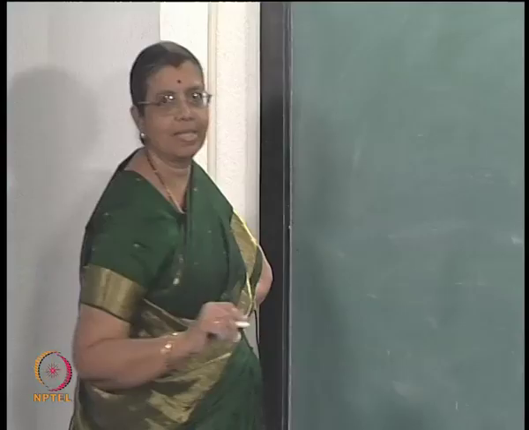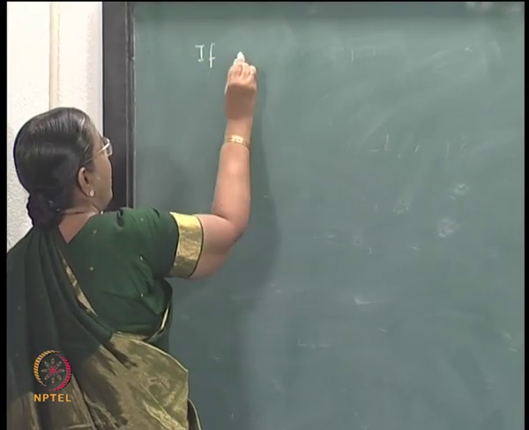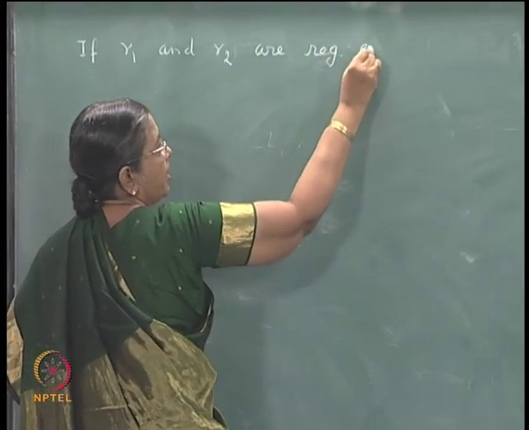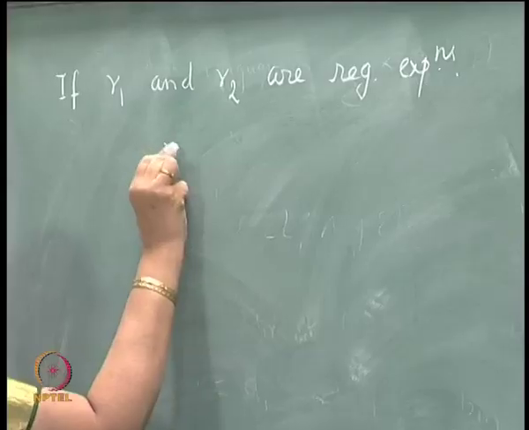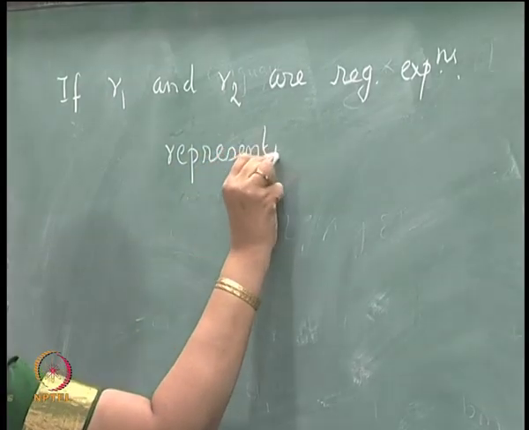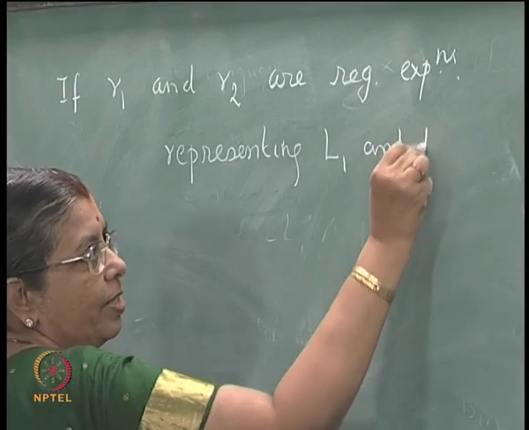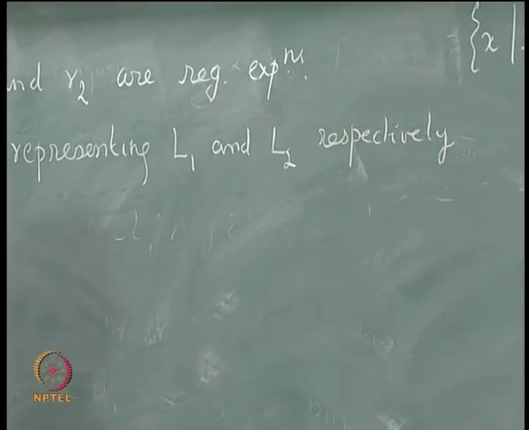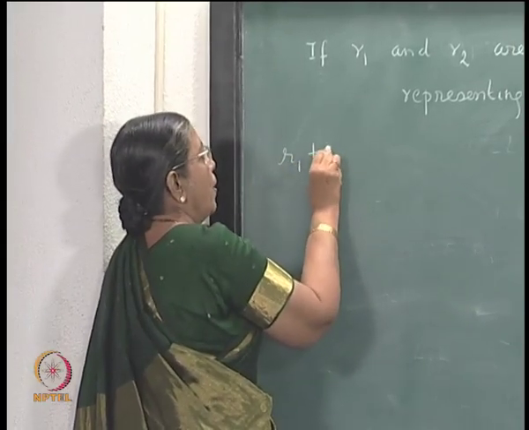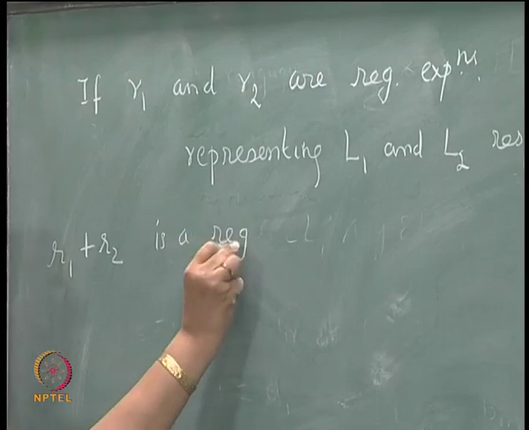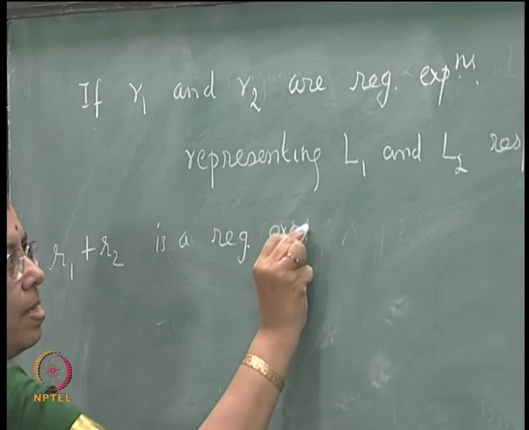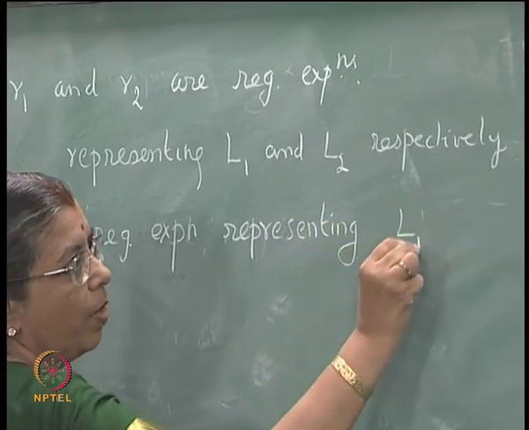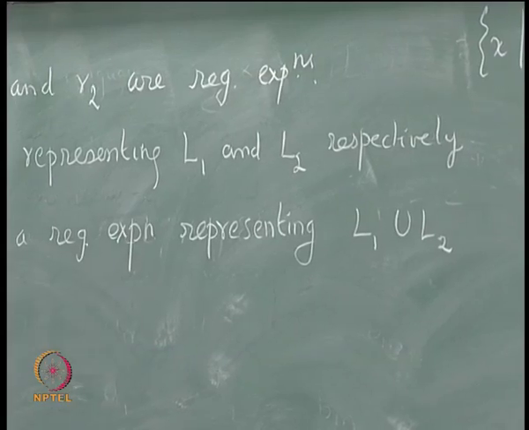The inductive clause is: if R1 and R2 are regular expressions representing the regular sets L1 and L2 respectively, then R1 plus R2 is a regular expression representing L1 union L2.